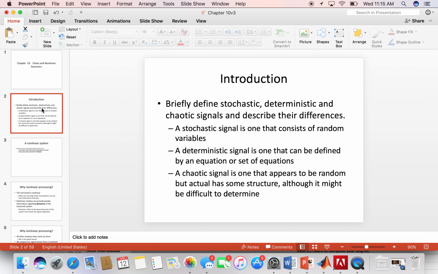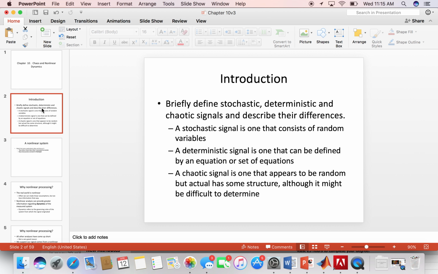As a way of introduction, we want to describe three different kinds of signals: stochastic signals, deterministic signals, and chaotic signals, and what their differences are. A stochastic signal is one that consists of random variables. We often think of the EEG to be a stochastic signal because if we were to look at its properties, we would see that often the distribution of whatever variable we're looking at follows a random statistical process.